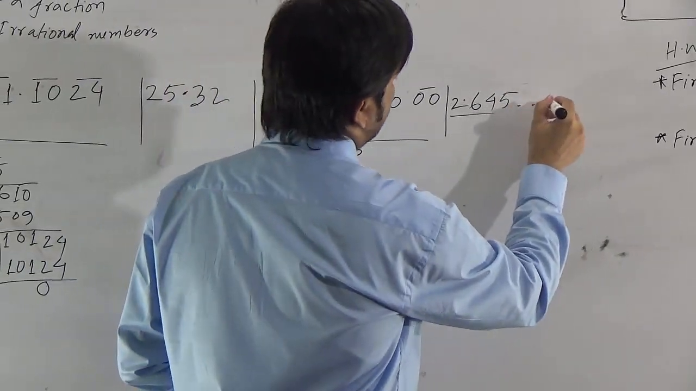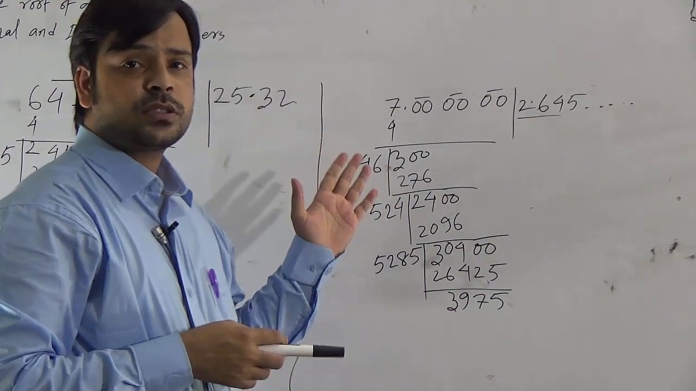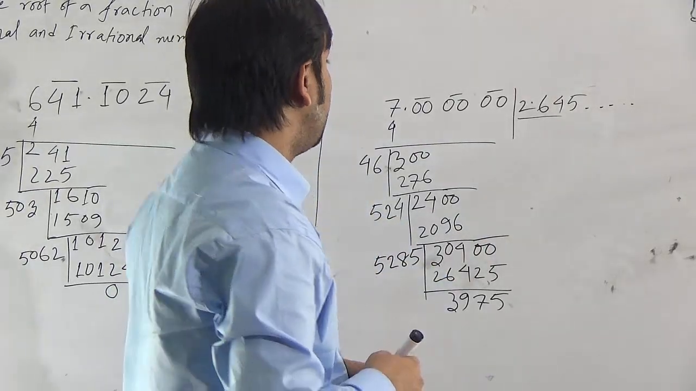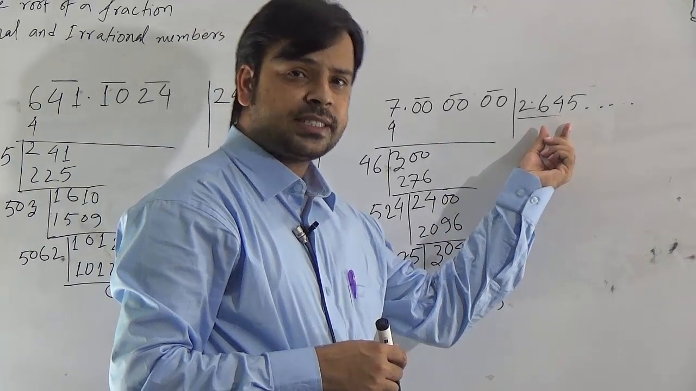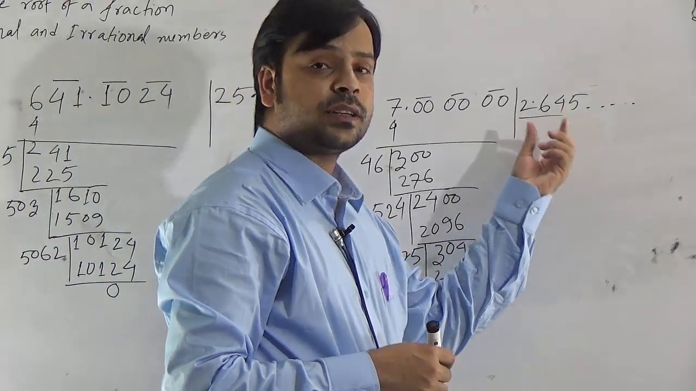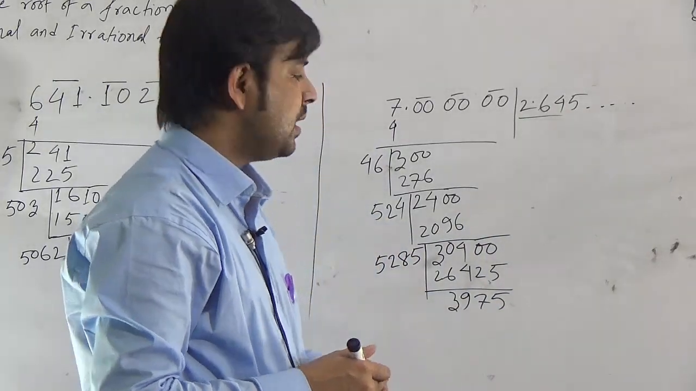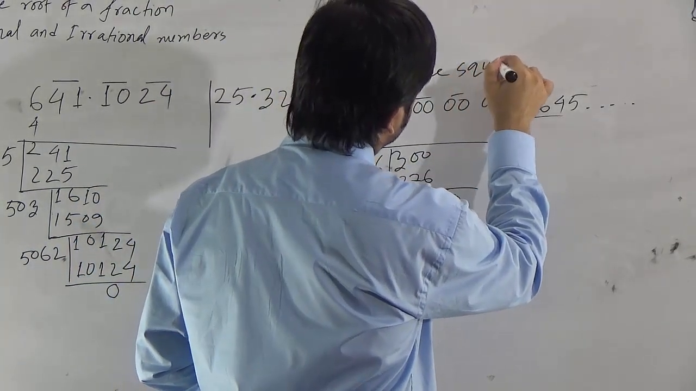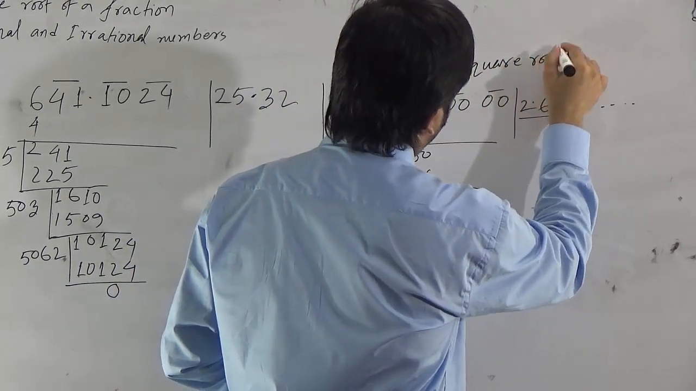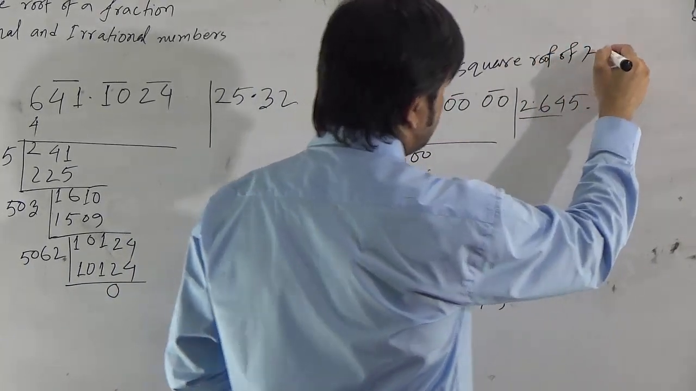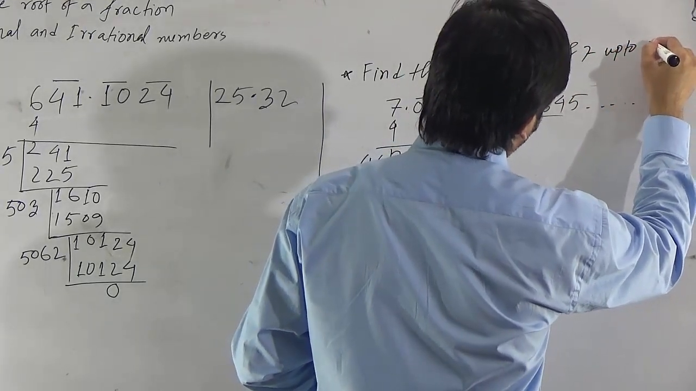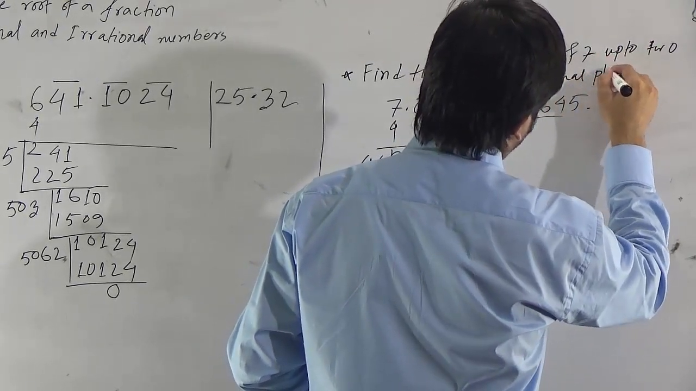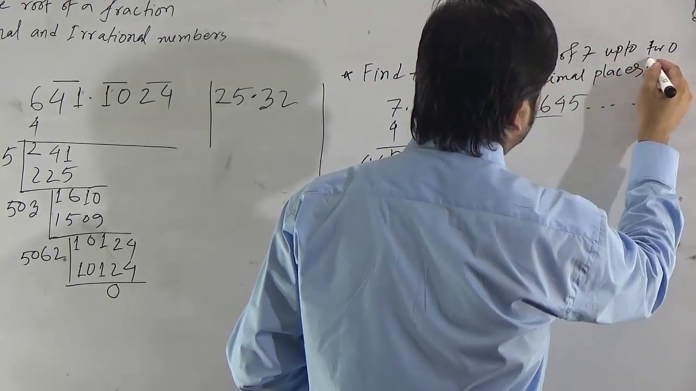In this way, this square root will be continued. So we can take up to a fixed decimal places. After the decimal we can consider 2 digit or we can consider 3 digit. If the question is find the square root of 7 up to 2 decimal places, here we have to consider 2 decimal.